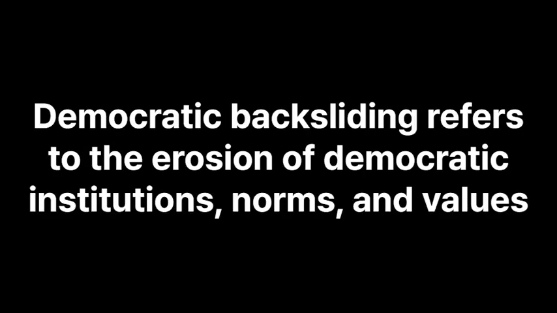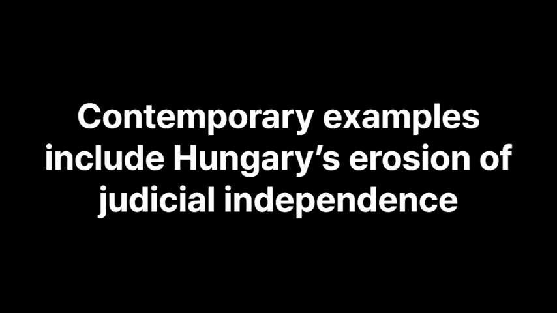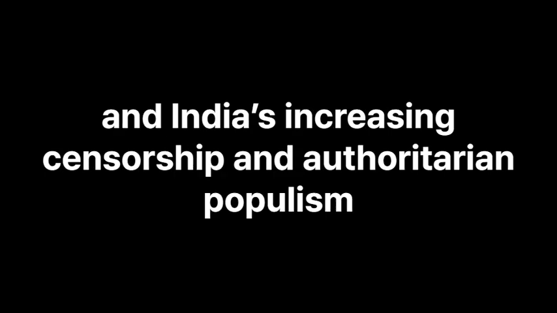Democratic backsliding refers to the erosion of democratic institutions, norms, and values. Contemporary examples include Hungary's erosion of judicial independence and India's increasing censorship and authoritarian populism.